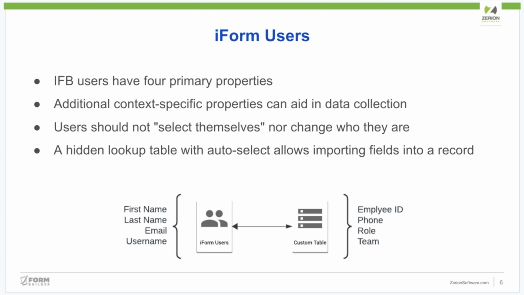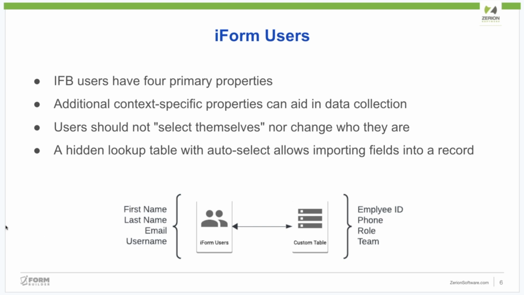What we're going to be setting up is taking the iForm user, which again has these 4 fields, first name, last name, email, and username, and extending that with a custom table. In this webinar, what we're going to be building onto this custom table are 4 other fields: an employee ID, phone number, a role, and the team that you belong to.